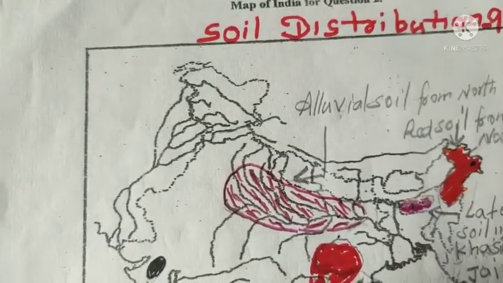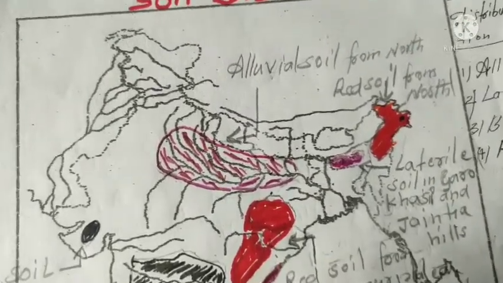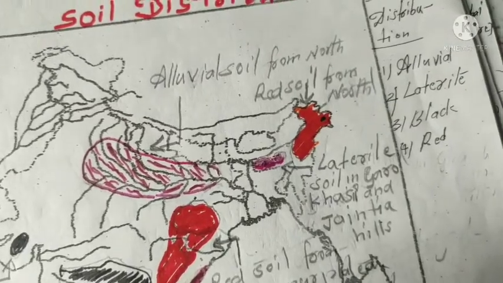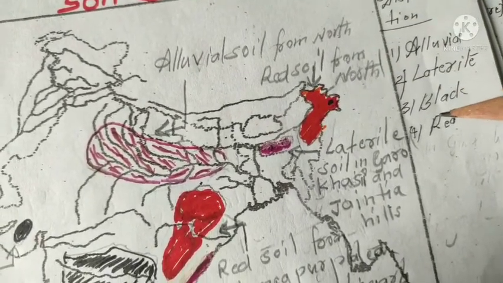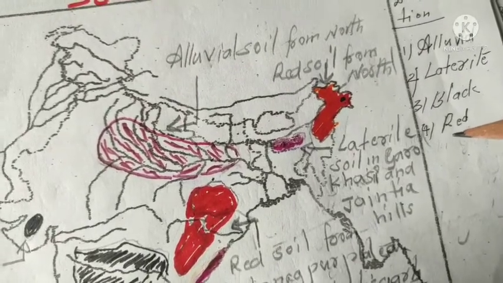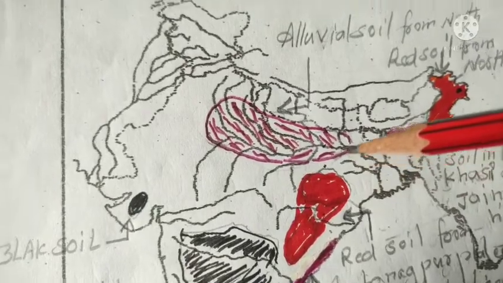Next I am going to explain regarding the soils. There are 4 types of soils for you to study. The first is alluvial soil, the second is laterite soil, the third is black soil, and the fourth is red soil. So let us see where these 4 types of soils are marked.